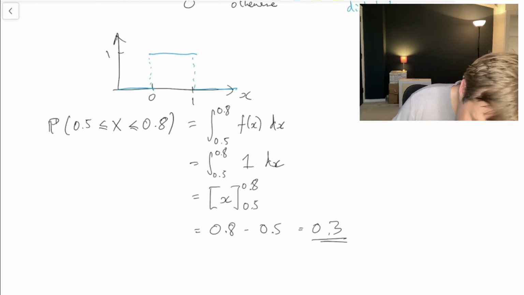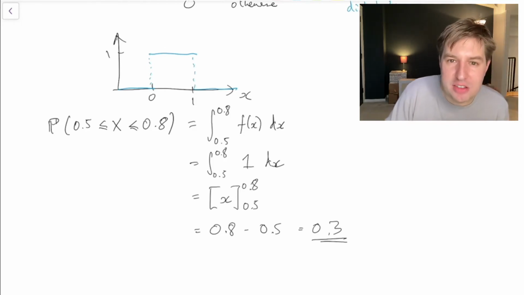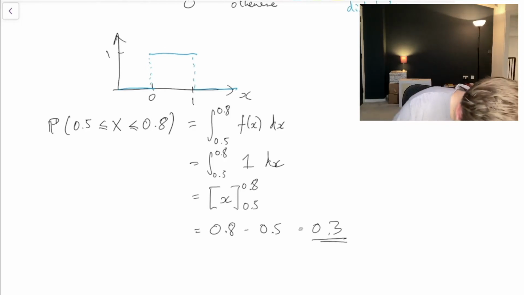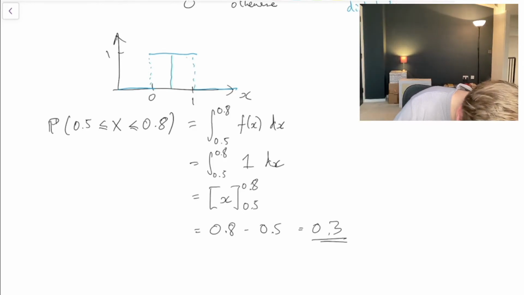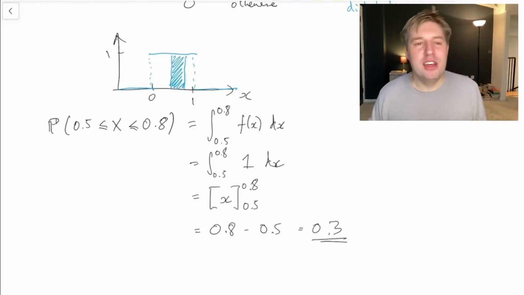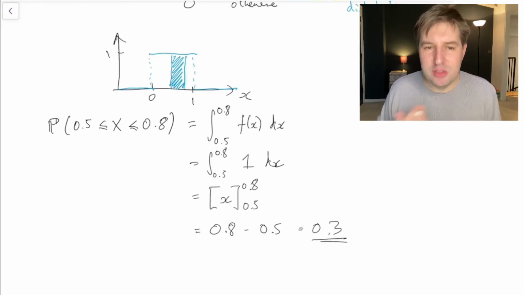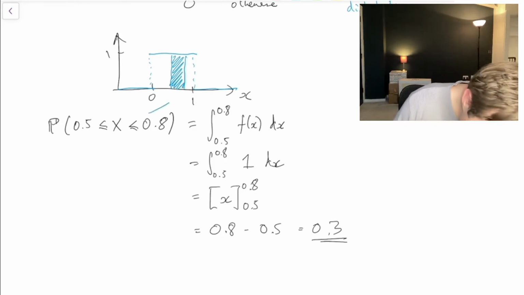Another way to think of that is it's the area under this curve from 0.5 to 0.8. So if that's 0.5 and that's 0.8, then we've calculated that area under the curve there, which is 0.3, and that is the probability.